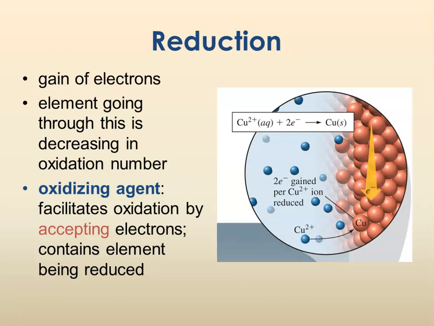When you're undergoing reduction, because you are gaining negatively charged electrons, your oxidation number decreases, and you are able to act as the oxidizing agent. You facilitate oxidation because you give a place for those electrons to go when something is undergoing oxidation. And just like with the reducing agent, the oxidizing agent contains the element undergoing reduction, which could just be the same as what's being reduced, or it is the molecule or ion that contains that particular element. And again, it has to be on the reactant side of the equation.